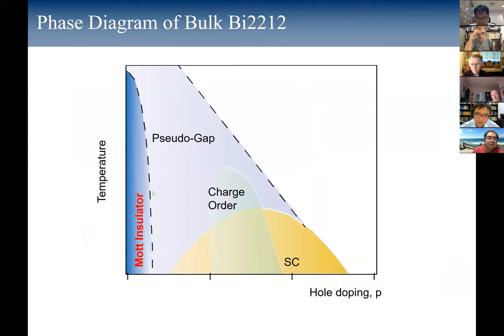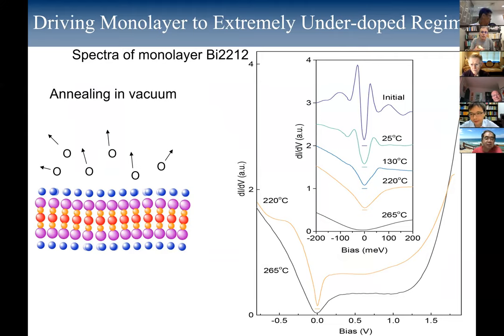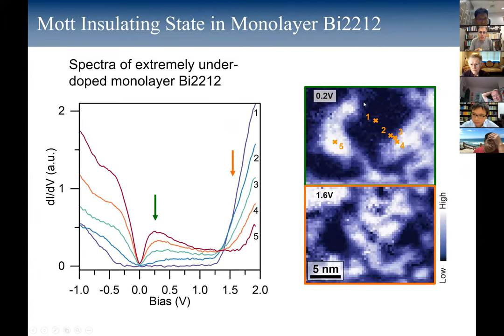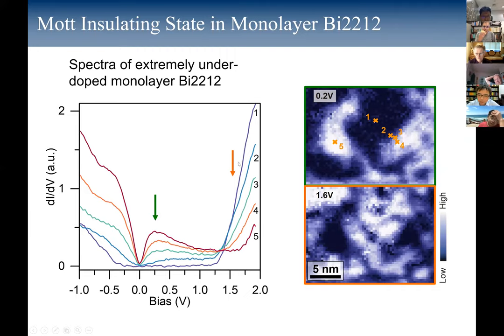So now finally let's look at the Mott insulating regime. This is not easy to do in the bulk because it's very difficult to drive away all the oxygen in the bulk phase. But it's easy to do in monolayers. Basically we anneal harder in vacuum, and within the same sample we can start with an almost optimally doped sample and push it all the way to the insulator regime. We see that in the Mott insulator regime the sample is very inhomogeneous. In some parts of the surface, we see a Mott gap, and in other parts of the surface, we see the gap slowly evolve into a pseudogap, by slowly pushing the density of states from outside the gap into the gap to form this pseudogap structure. So this is what we have seen in monolayer bismuth 2212.